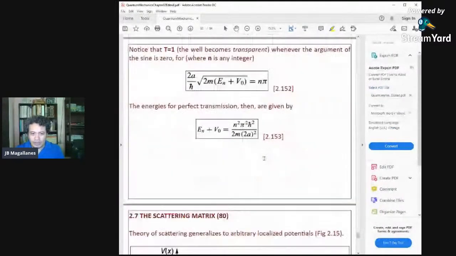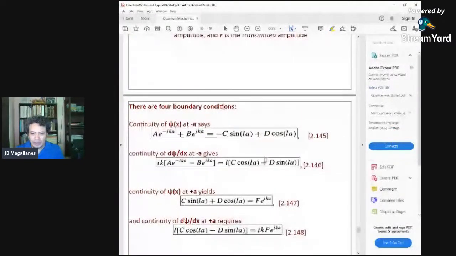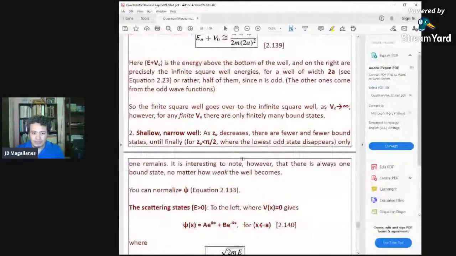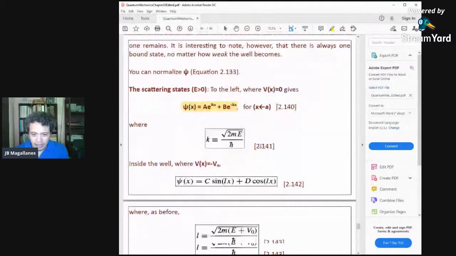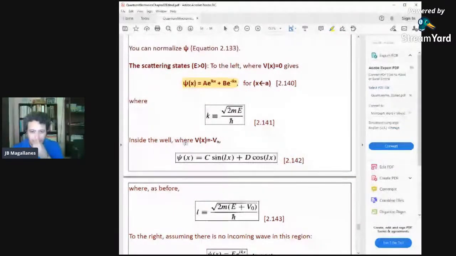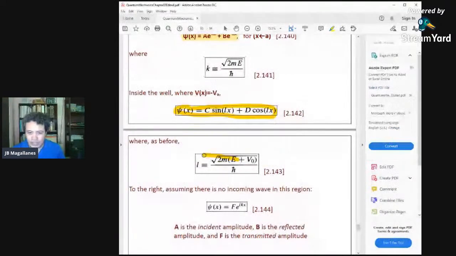So anyway, let's discuss the scattering states for the finite square well. The scattering states would be E greater than 0. This is the condition for scattering states. To the left, V(x) is equal to 0, so you will have phi(x) as the solution for x less than negative a. But inside the well, you have again negative V sub 0, and the solution is again this one, where L is of course this expression.